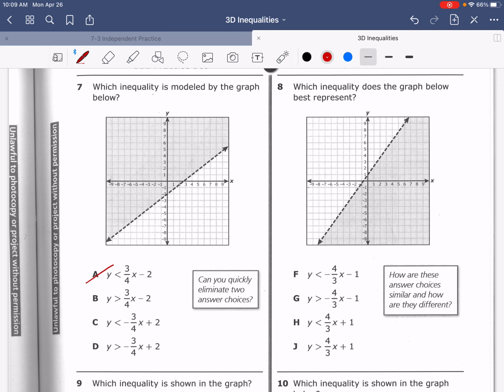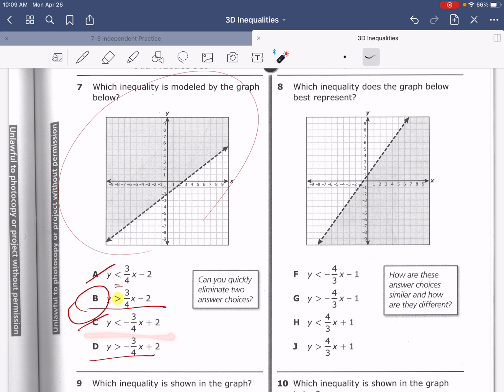So we can cross these two out. And the only thing we have to do is graph one of these. Just instead of the inequality symbol, put an equal sign, okay? And see which one gives this graph. And I know the answer, it's going to be B, because if you graph this one, that line is going to go like that. Now try this one.